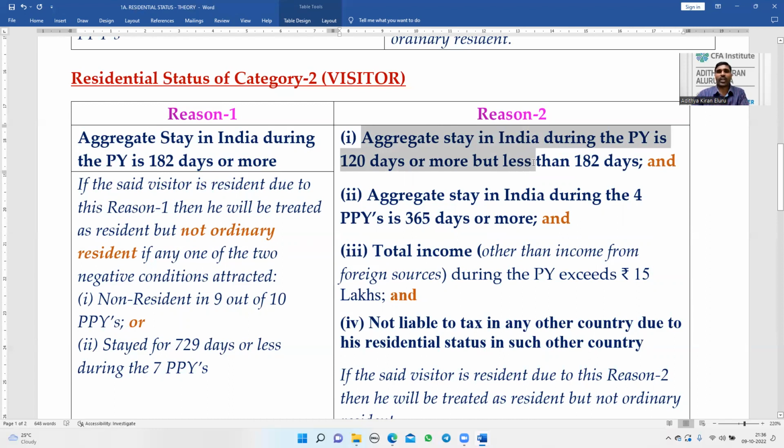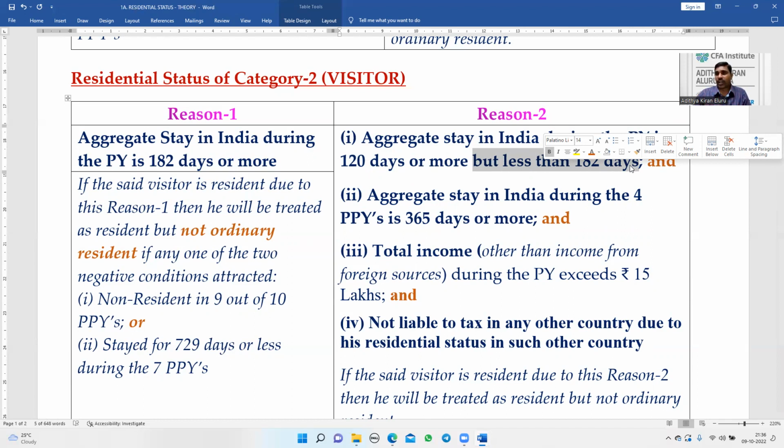Logically, if it is 180 days, obviously it comes under the first reason. Therefore, 120 days or more, but less than 180 days. This word I have inserted, it is not there in the Act, but it is common sense, logical. Because if you satisfy 182 days, obviously it comes under reason one. Therefore, 120 days or more, but less than 182 days.